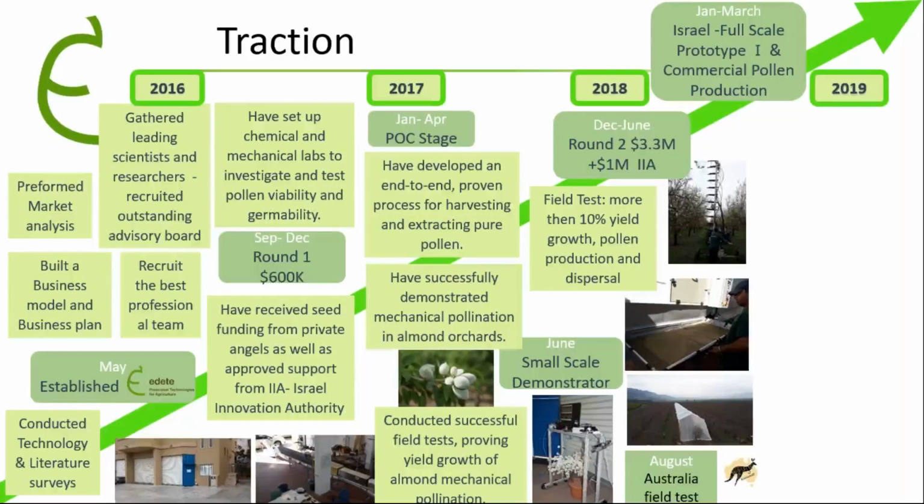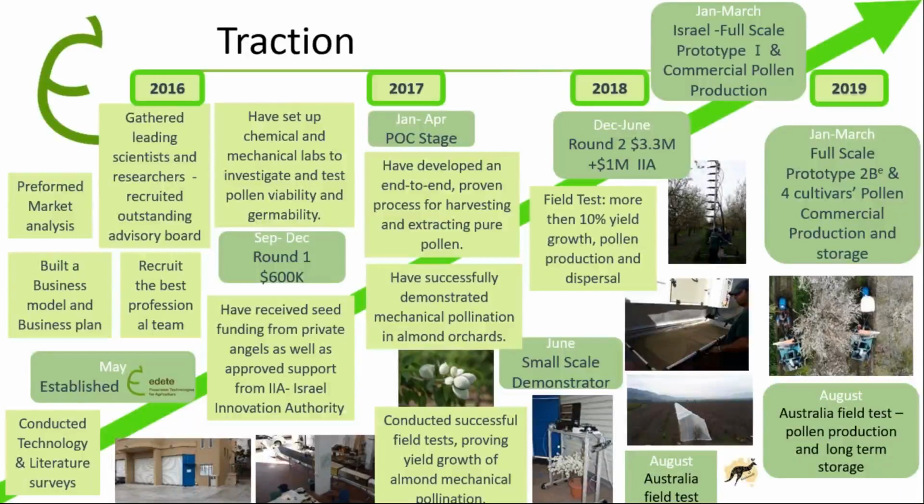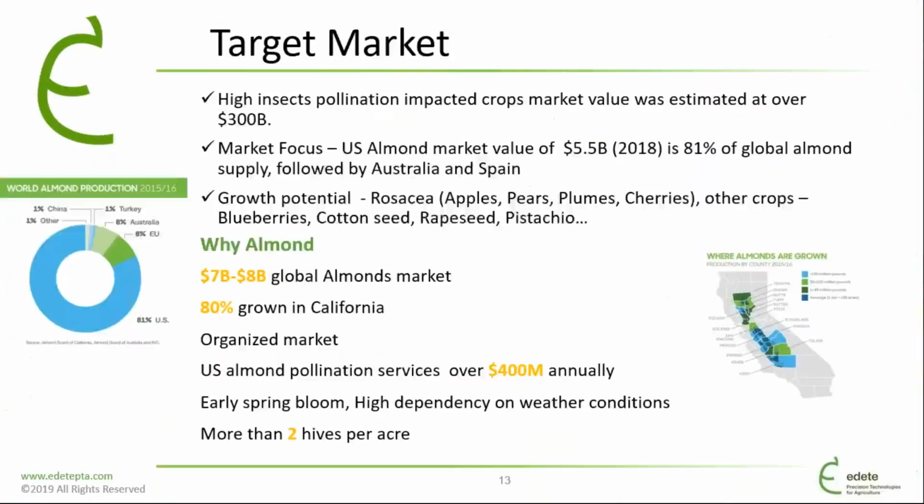Another field test in August '18 was conducted in Australia to learn the characteristics of US cultivars grown in the Southern Hemisphere, which enables us to double our testing efforts. And in February '19, we tested a new generation pollen production and dispersal unit, waiting for next month for the harvest results. In 2 weeks' time, we will be heading to Australia again to produce commercial amounts of pollen and store it for a full pilot next year.